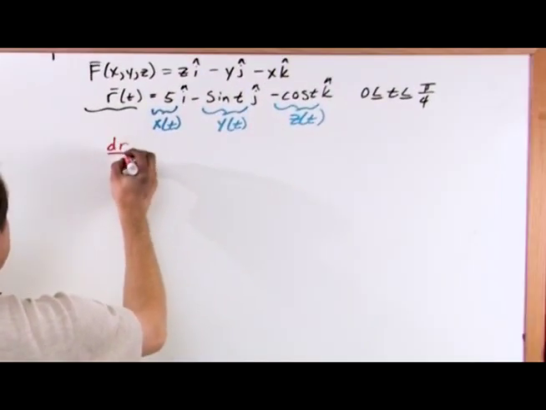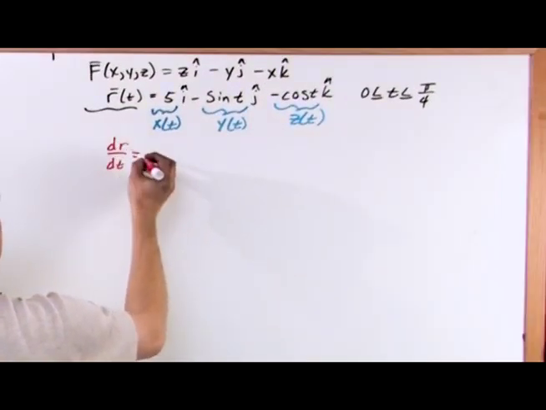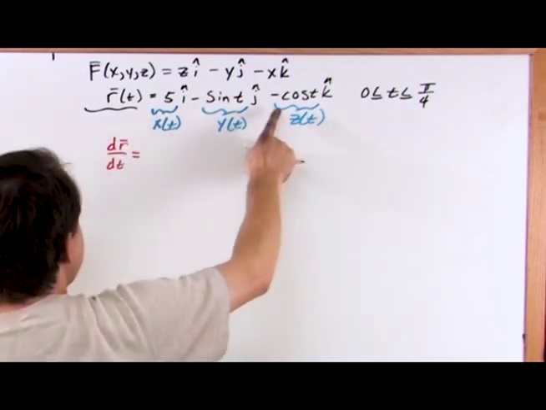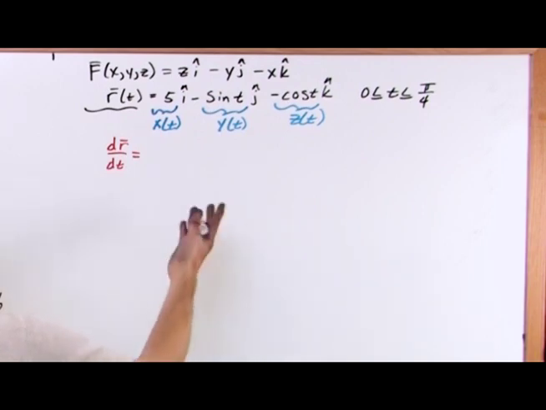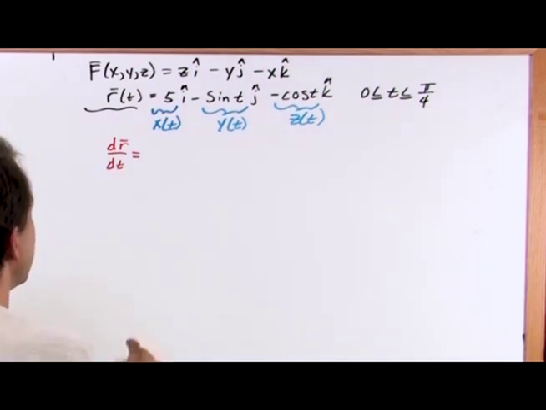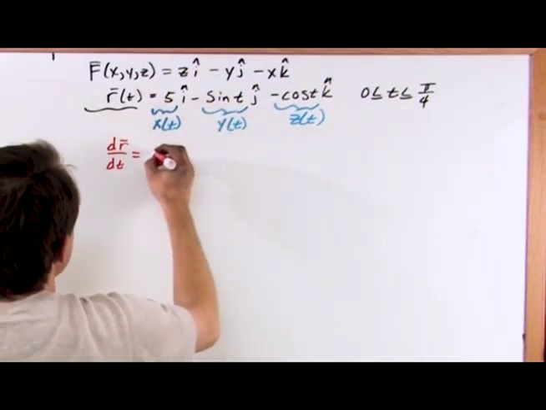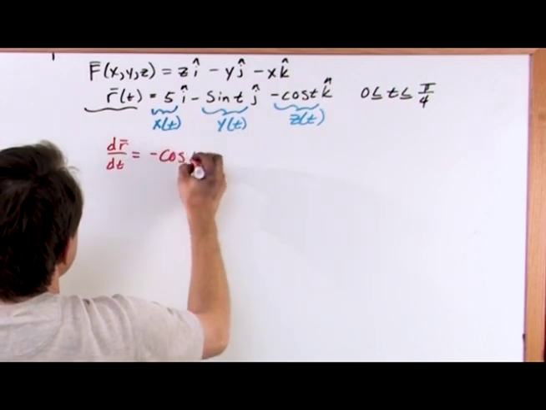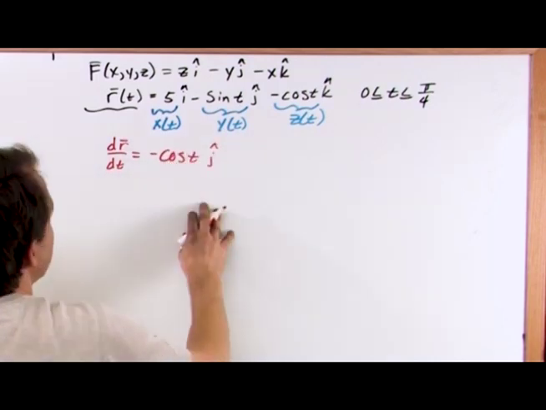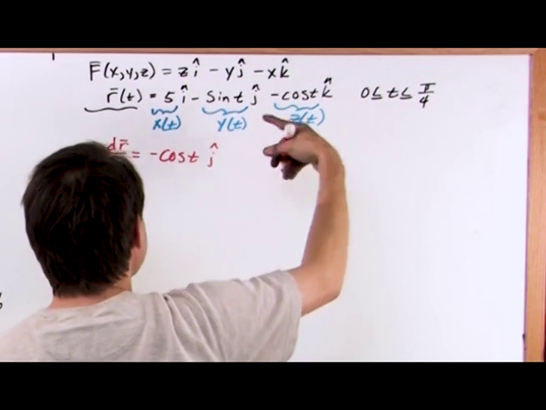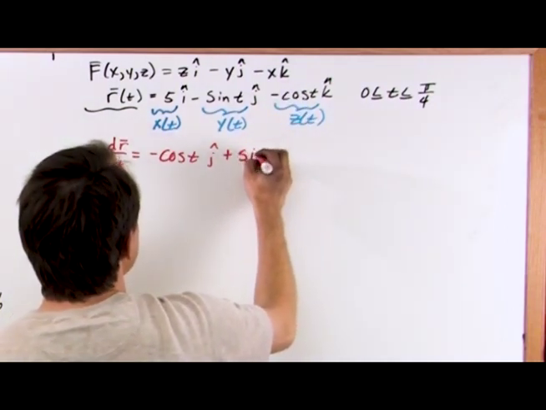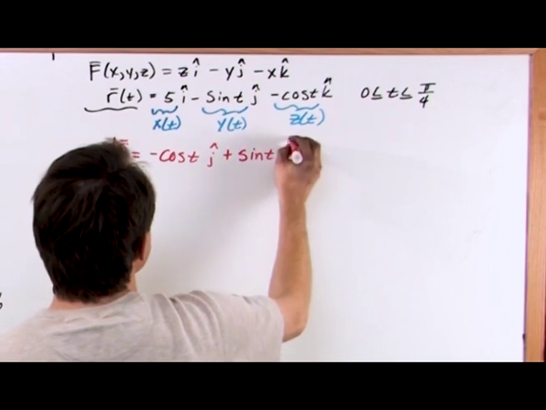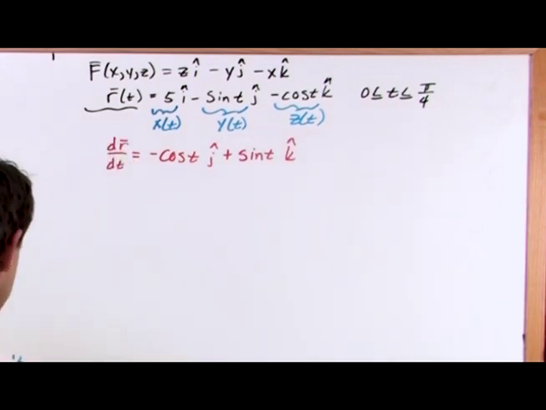Okay, dr dt. How do you do a derivative like this? You just take the derivative of every term. Derivative of 5 is 0, so there's no i component at all. The derivative of sine over here is cosine of t in the j direction. And the derivative of cosine is negative sine. Negative times negative gives me a positive sine of t in the k direction. This is the derivative dr dt.